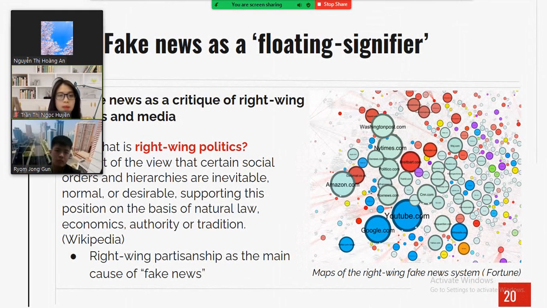Secondly, fake news as a critique of right-wing politics and media. So what is right-wing politics? It is generally defined by the support of the view that certain social orders and hierarchies.